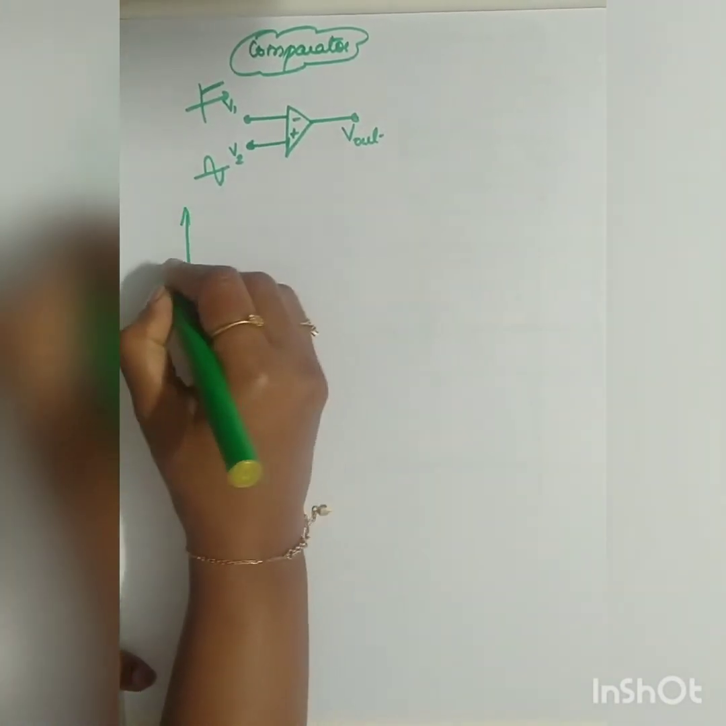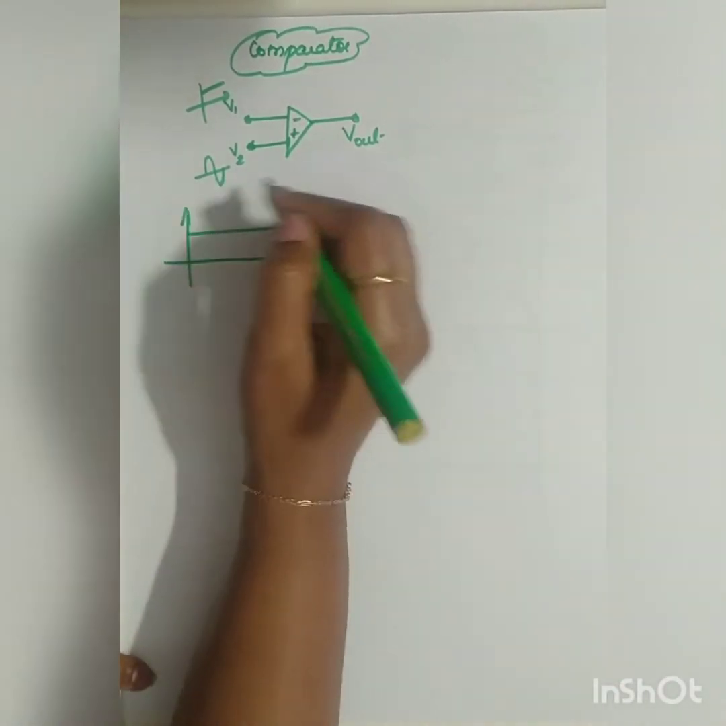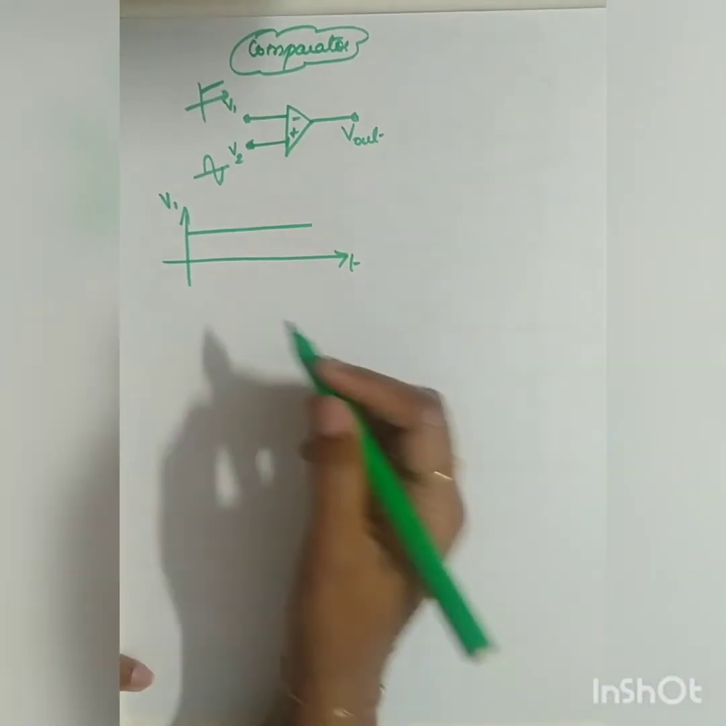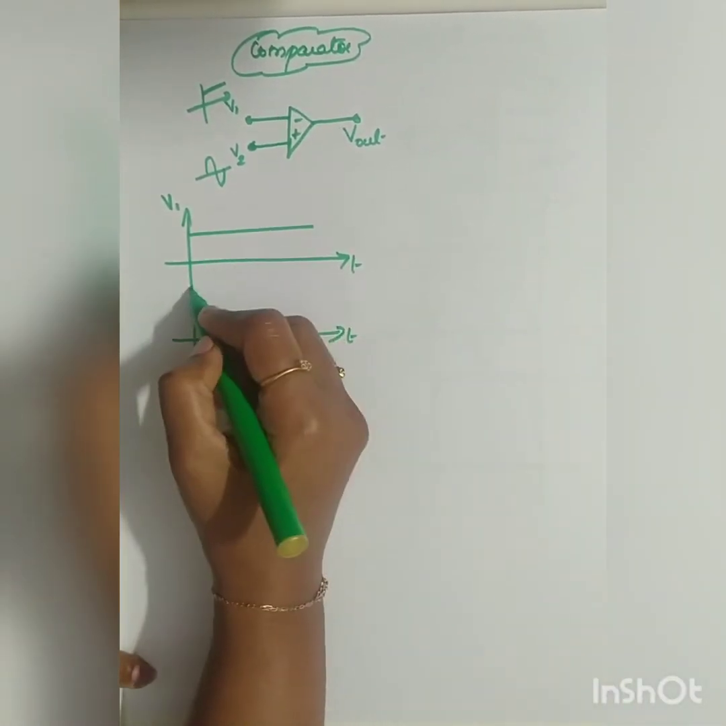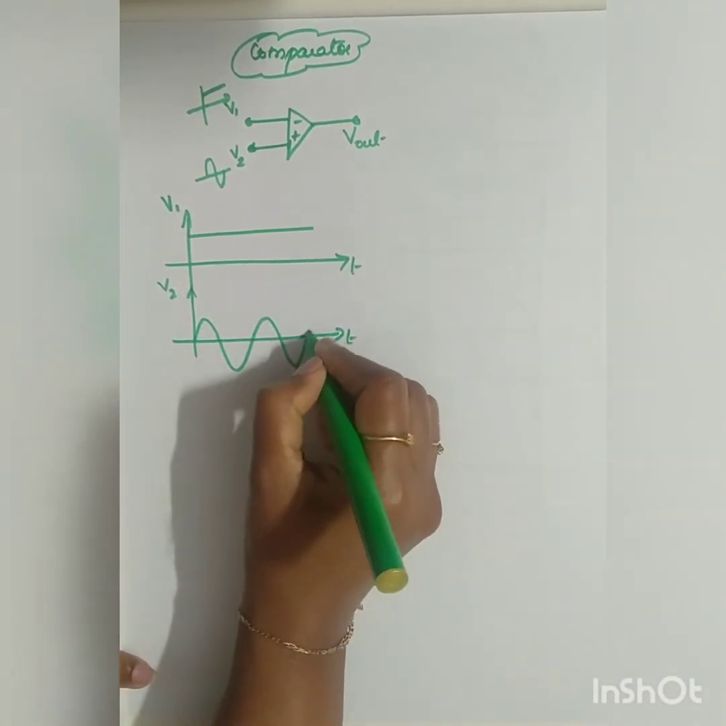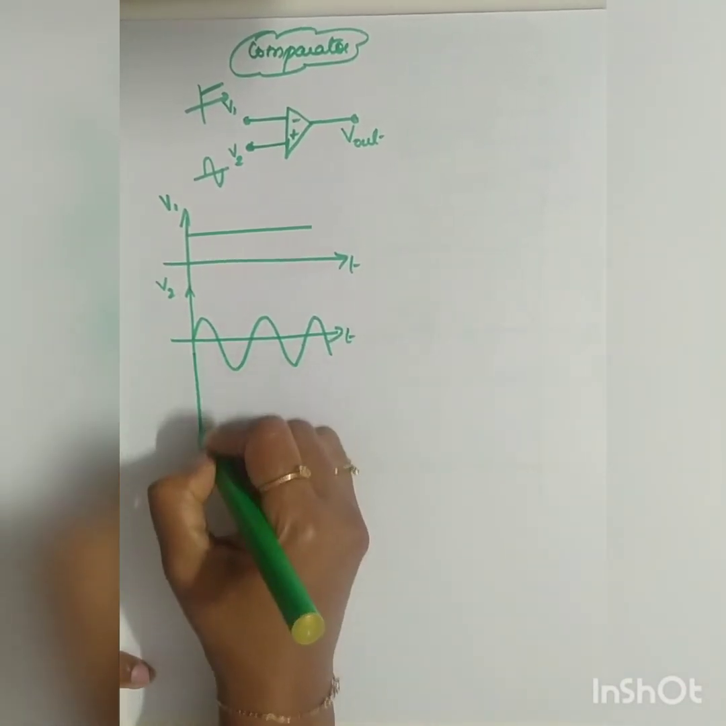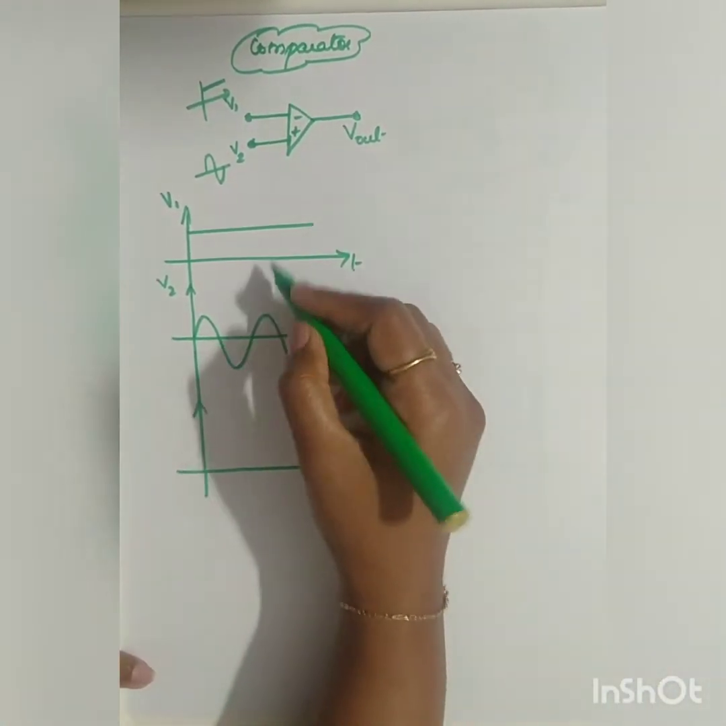So if this is your Vin or V1, it is a DC signal. Now this will be your second signal V2, which is nothing but a sinusoidal signal. Now what will be your V0? V0 will be your comparison of both the signals.